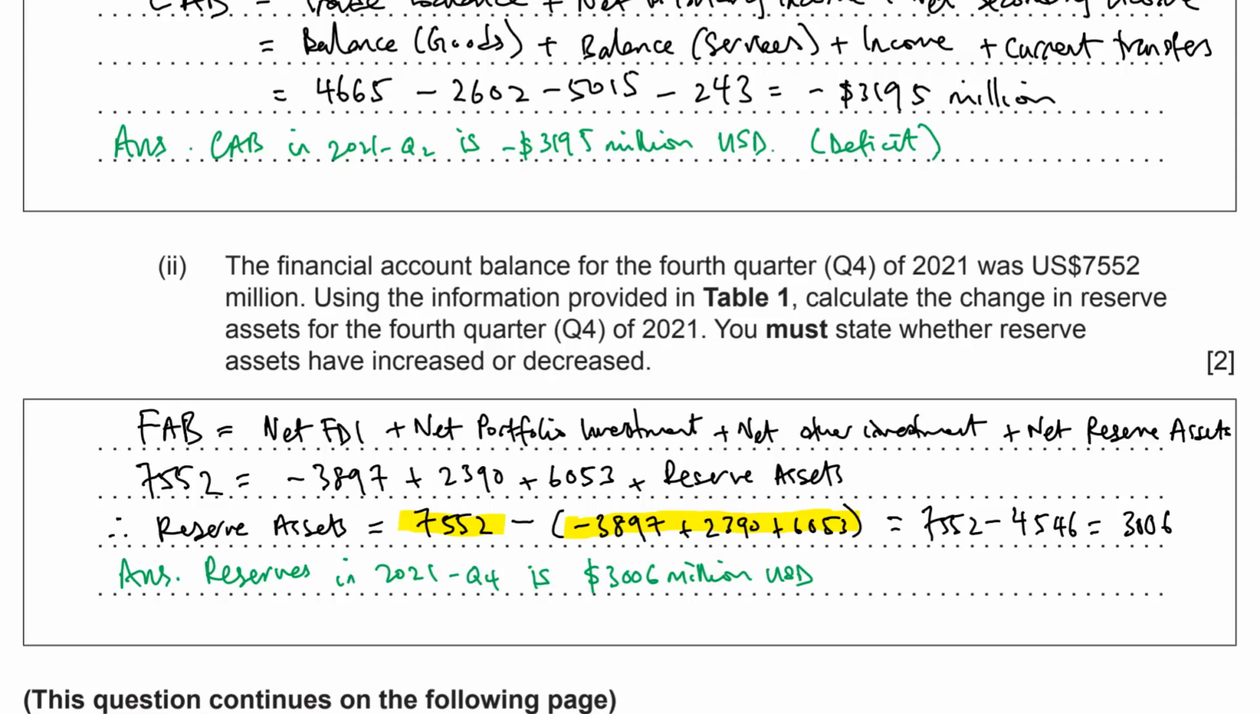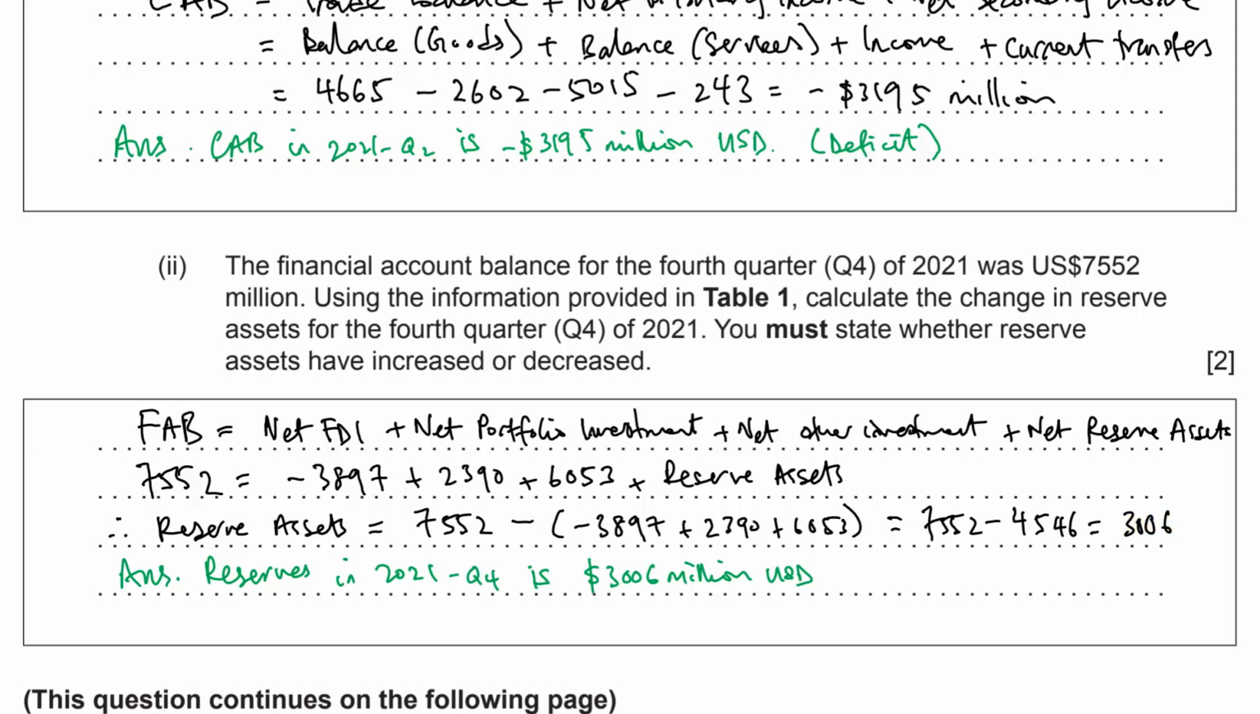So I'll leave it up to you to decide how you want to do it in the calculator. You can do everything in the bracket, or you can multiply out the negative signs if you want to, whatever works for you. So essentially, if you add up all the stuff in the brackets, you're going to get 4546. So we have 7552 minus 4546, which is going to give us 3,006. So the net reserve assets in 2021 quarter four is going to be $3,006 million US.